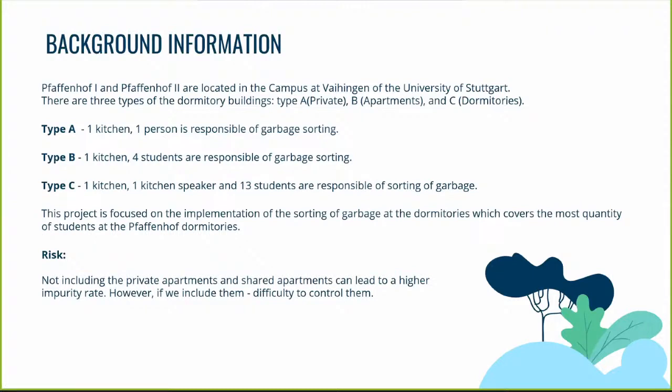And we also wanted to find out that we have different living spaces. We have private apartments, we have shared apartments, and we have dormitories with 13 students sharing the kitchen mainly. One of our concerns was whether we should apply the project to everyone, because we can check the recycling bin in the shared kitchens, but it would be very difficult to check it in the private apartments or even in the shared apartments. But in the end, we agreed with the administration that it would be better to apply it to everyone.